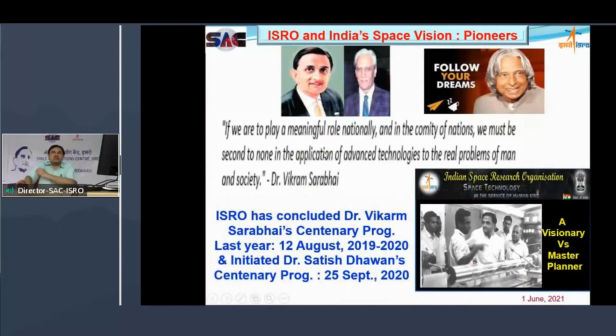All of you know the ISRO space vision. You would have known yesterday also. These are our pioneers, Dr. Vikram Sarabhai, who started this program from my place, that is Ahmedabad. Here there is a Physical Research Laboratory. So the whole program, the vision started from this place in the early 60s.